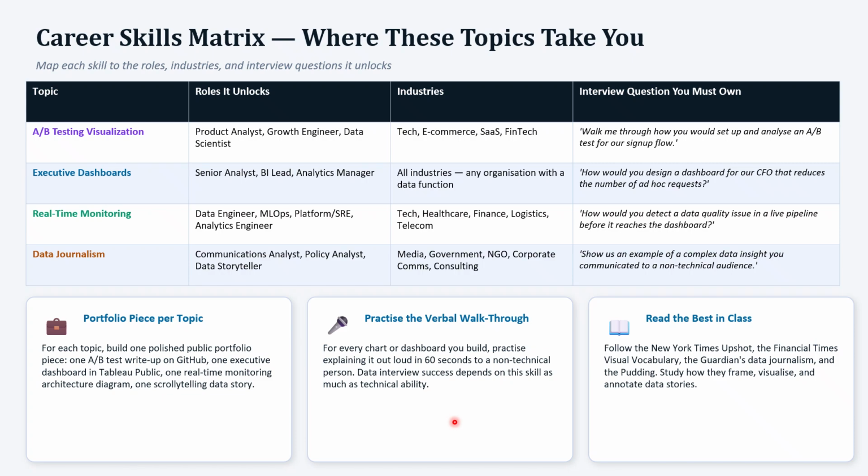it unlocks a unique career path, roles that exist at the intersection of analysis and communication. So the interviewer can ask, show me an example of communicating something complex to a non-technical audience. These three career tips at the bottom are worth emphasizing: build a portfolio piece for each topic, practice explaining your work out loud, and read the best practitioners in the field, like the FT, the Pudding, and the NYT Upshot.